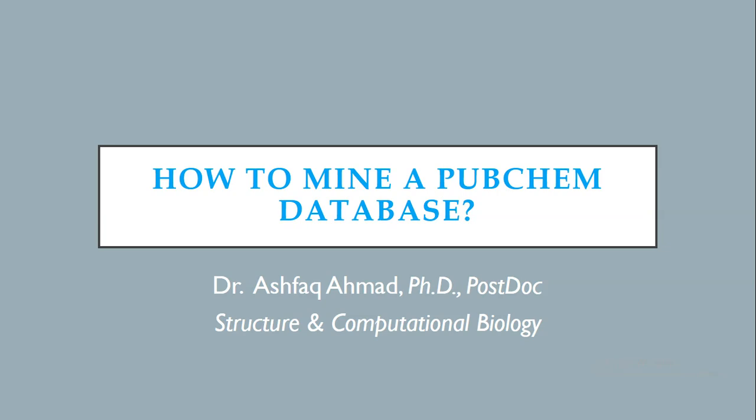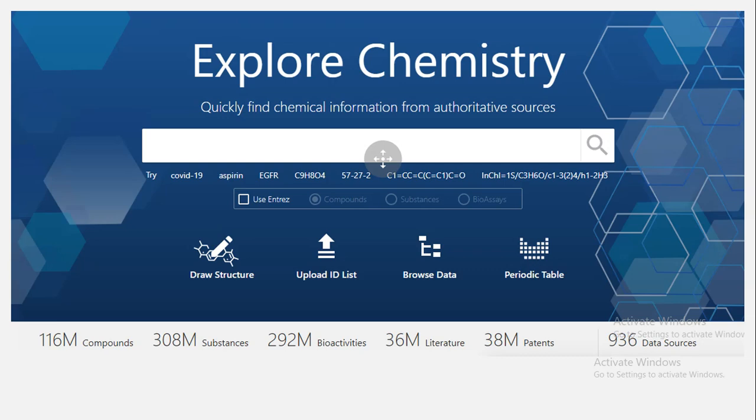So let's move on. This is a brief introduction of PubChem. PubChem is an open source website which works under the NCBI and is maintained by the NIH, the National Institute of Health. This is a screenshot from its web interface. As of today it contains 116 million compounds, 308 million substances, 292 million bioactivities, and a huge amount of literature, patents, and some other data sources. So it is open source and you can use it anywhere in your research, and it contains a huge amount of data to be used in your research projects.